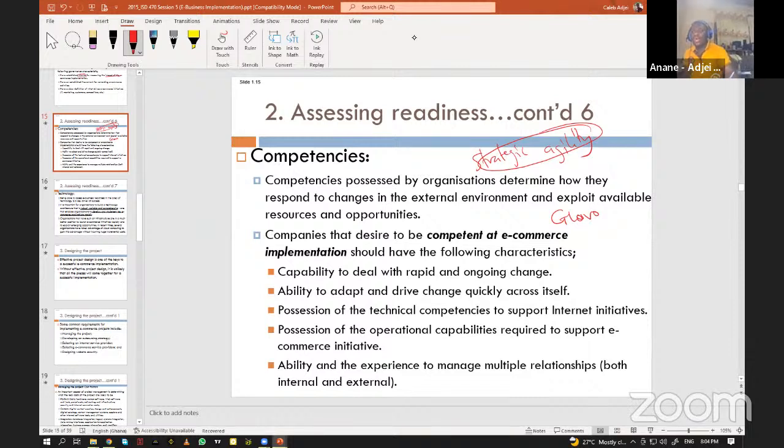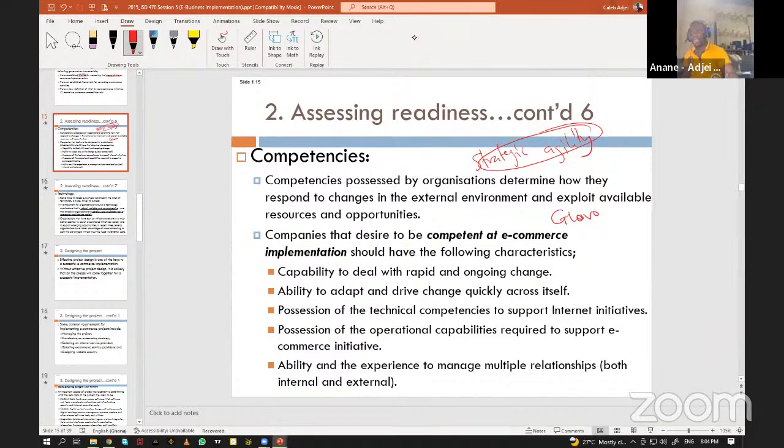So, the ability to deal with the rapid and ongoing change. People don't have the luxury of time to be roaming around to go for certain products, so you should be able to respond to people as and when they need you. Then also the ability to adapt and drive change quickly across itself. As the changes come, how do you adapt to it and drive the change quickly?